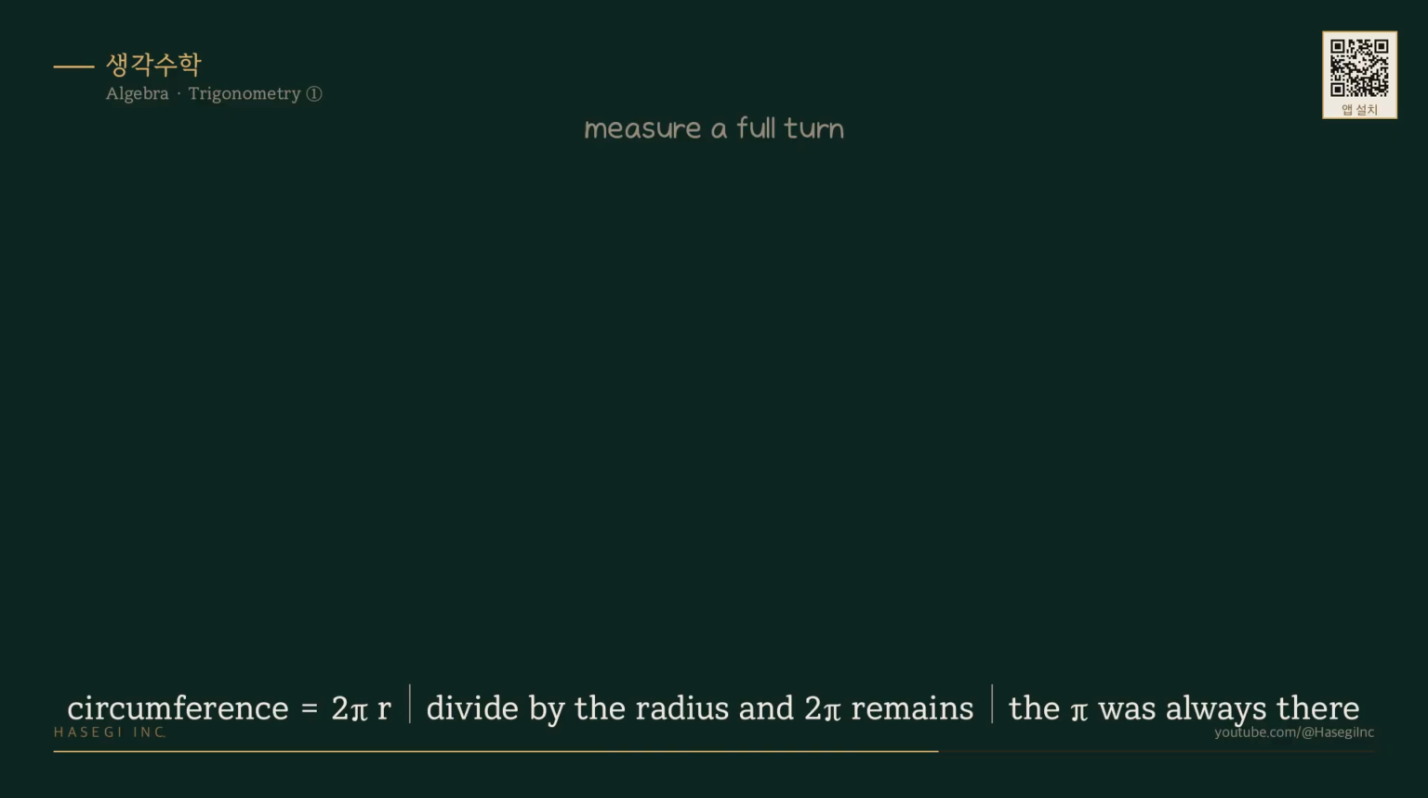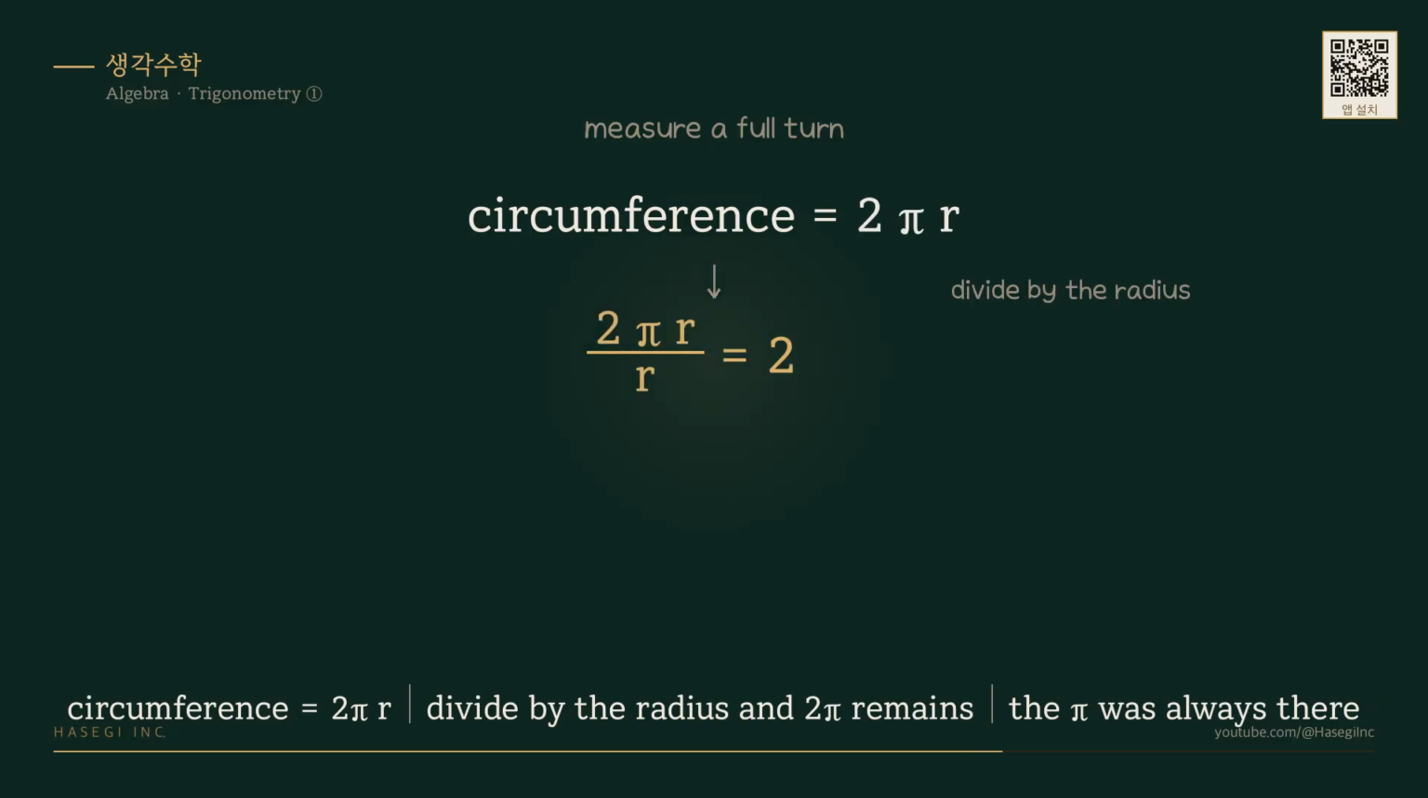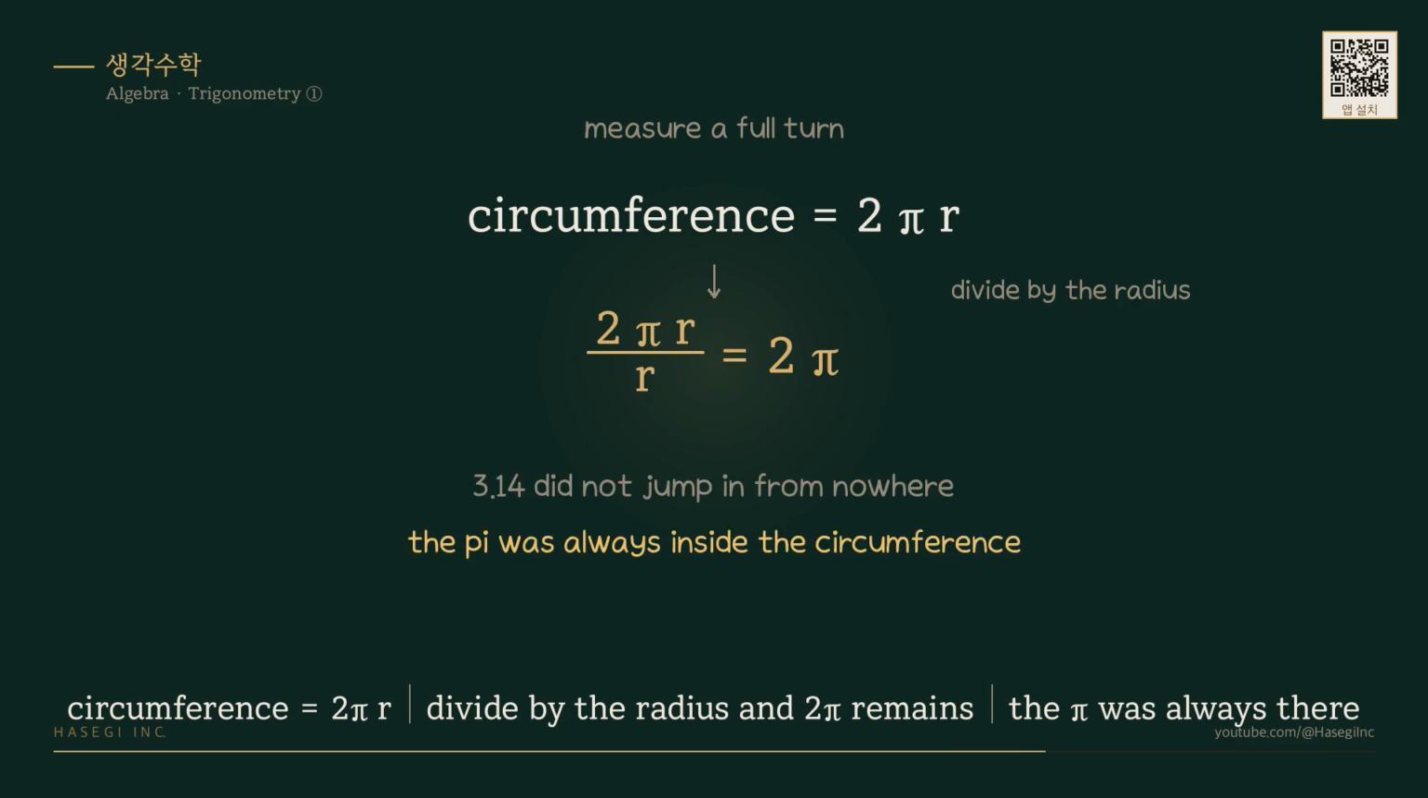Now measure a full turn. The circumference is 2 pi times the radius. Divide that by the radius, and what remains is 2 pi. 3.14 did not jump in from nowhere. The pi that was always inside the circumference has simply come into view.